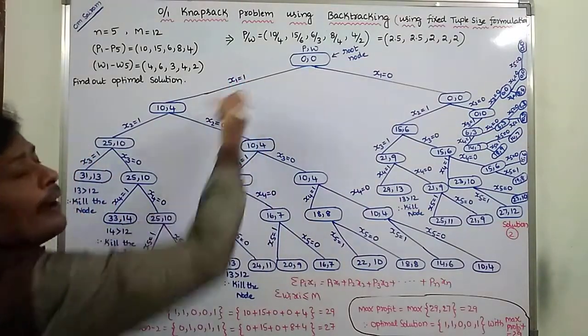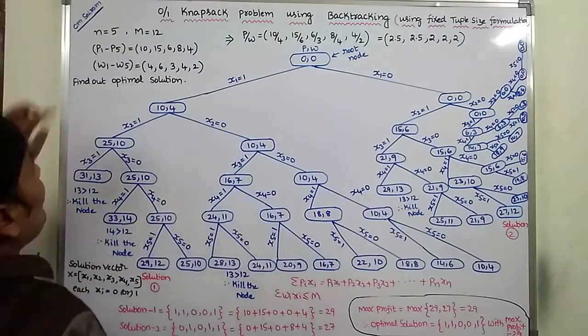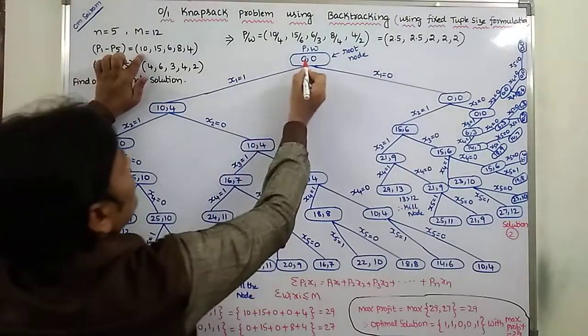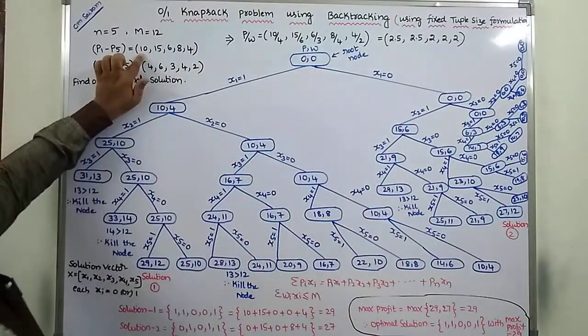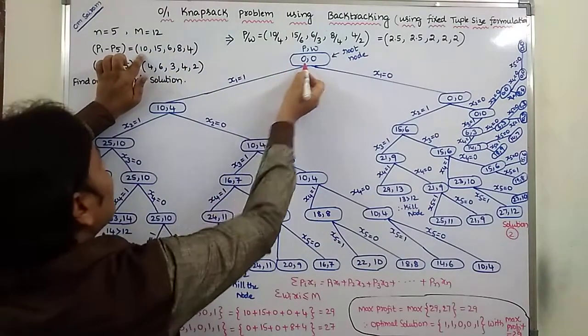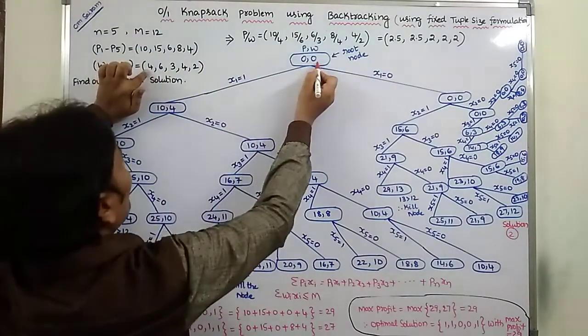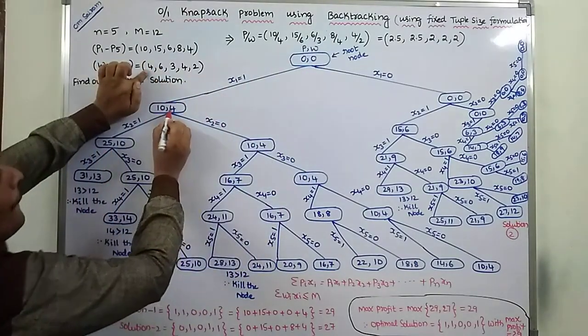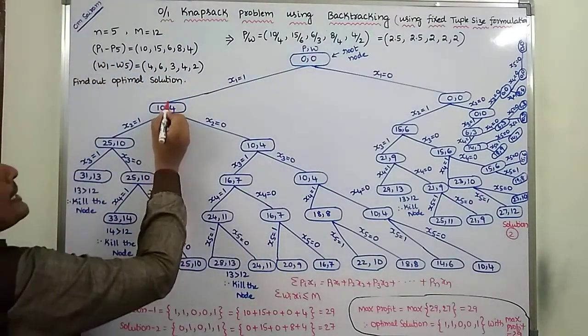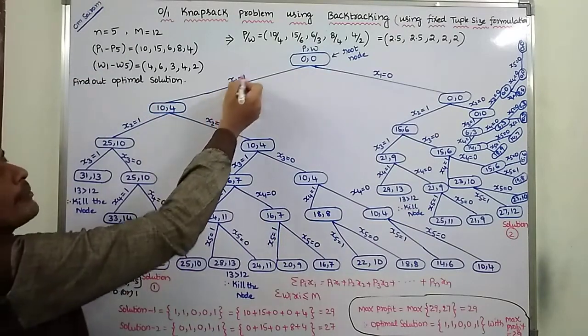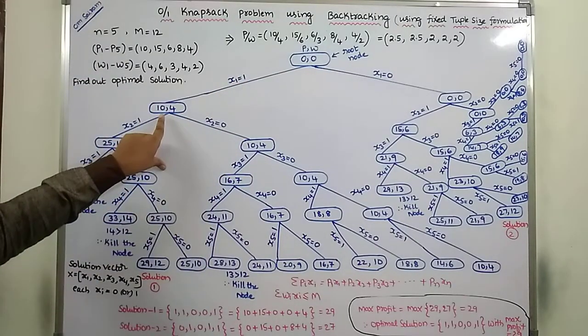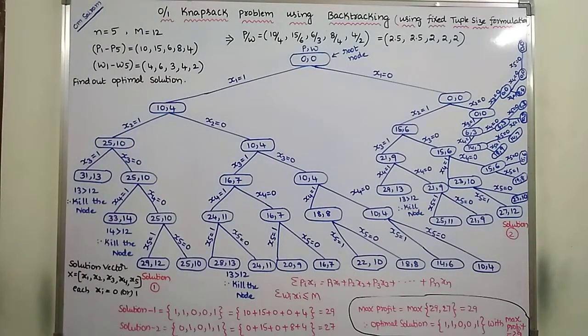After considering the first object, what is the profit? That is 0 plus the first object's profit 10, which is 10. What is the weight? 0 plus 4, that is 4. After considering the first object, x1 equal to 1, the profit value is 10 and the weight value is 4.